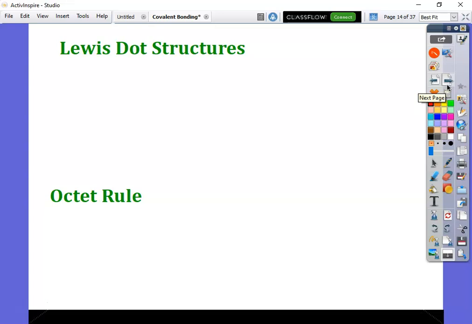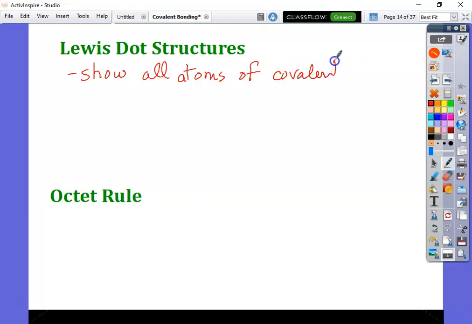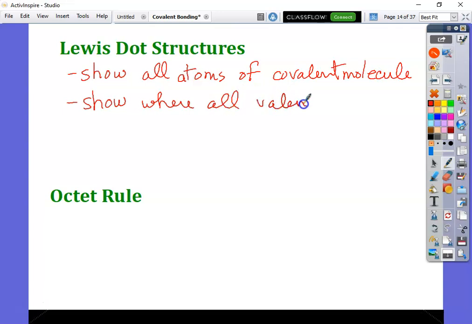We are going to represent the shapes of our molecules with something called Lewis dot structures. Basically, Lewis dot structures show us all atoms of our covalent molecule, and will also show us where all valence electrons are located for each atom of the molecule.